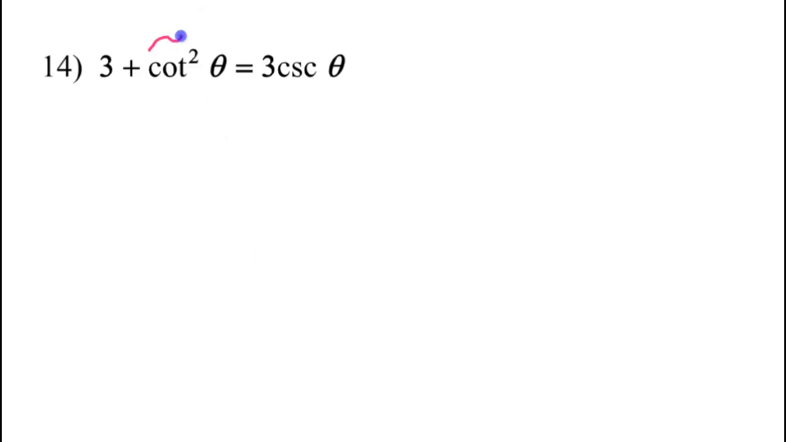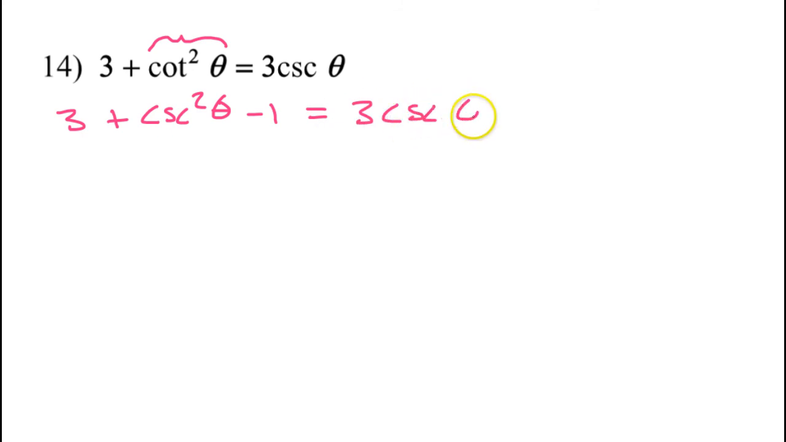Alright, so right here I'm going to put cosecant squared minus 1. So that'll give me 3 plus cosecant squared minus 1. Alright, we have like terms here. So 3 minus 1 is 2. So this will be cosecant squared plus 2.